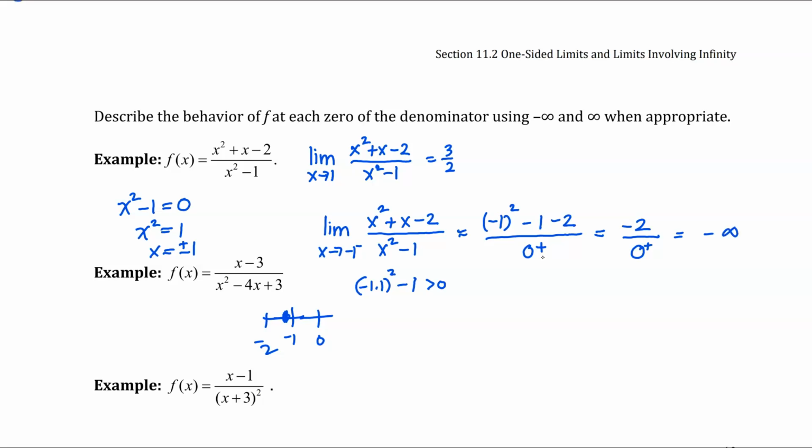So remember, if you have a constant over 0, the answer there is either plus or minus infinity, and the sign follows the rule of signs. Like in this case, the numerator is negative and the denominator is positive. Negative over positive is negative. So we have negative infinity. Likewise, you do the same thing for the limit of the function as x approaches -1 from the right.